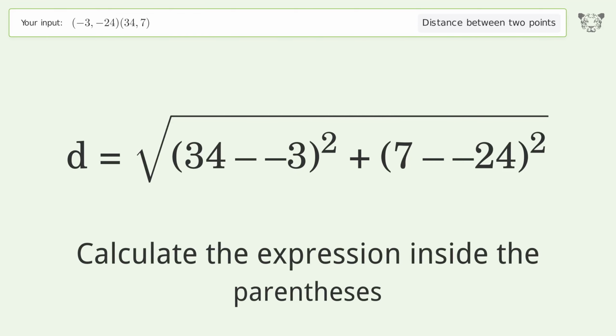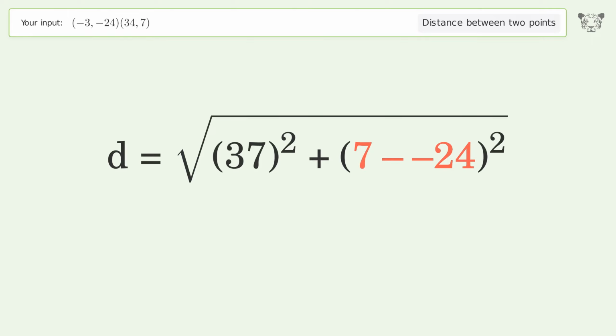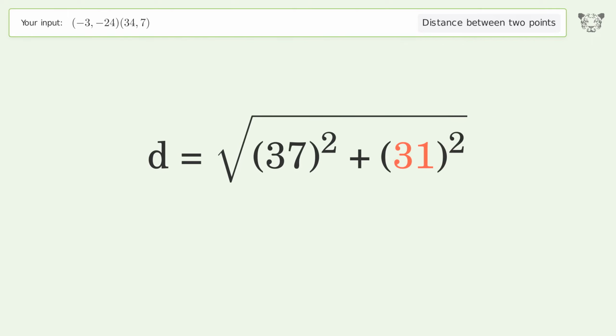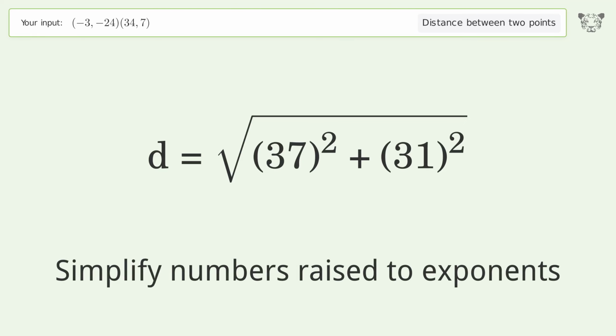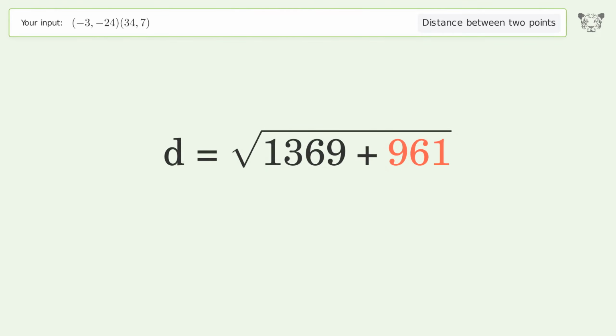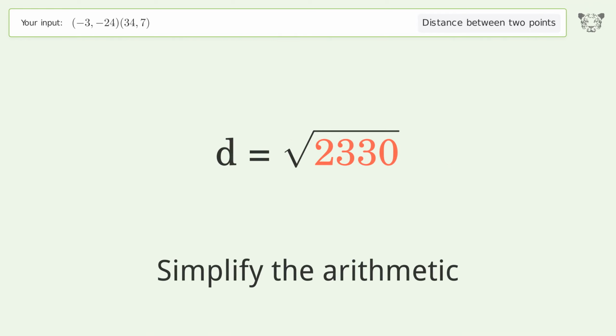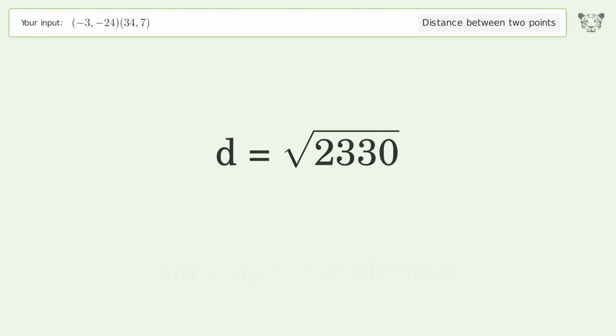Calculate the expression inside the parentheses. Simplify numbers raised to exponents. Simplify the arithmetic. And so the distance between the 2 points is the square root of 2,330, or 48.27.